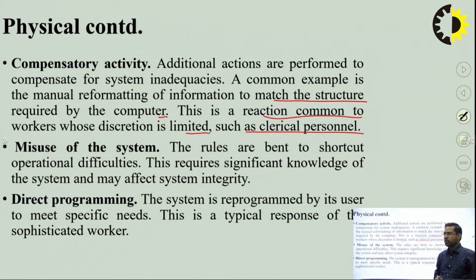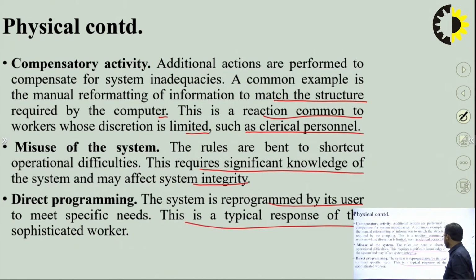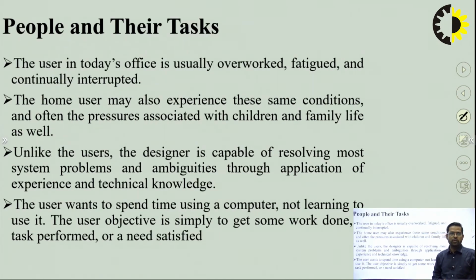Misuse of the system: the rules are bent to shortcut operational difficulty. This requires significant knowledge and may affect system integrity. Direct programming: the system is reprogrammed by its user to meet a specific need. This is a typical response of the sophisticated worker.